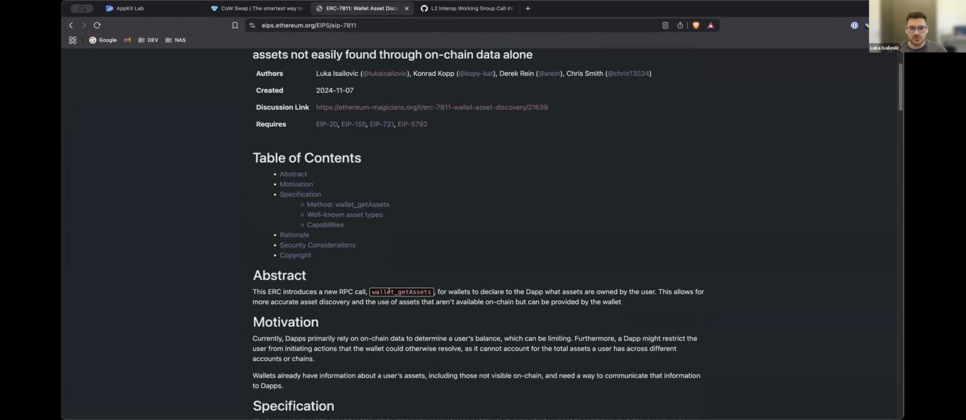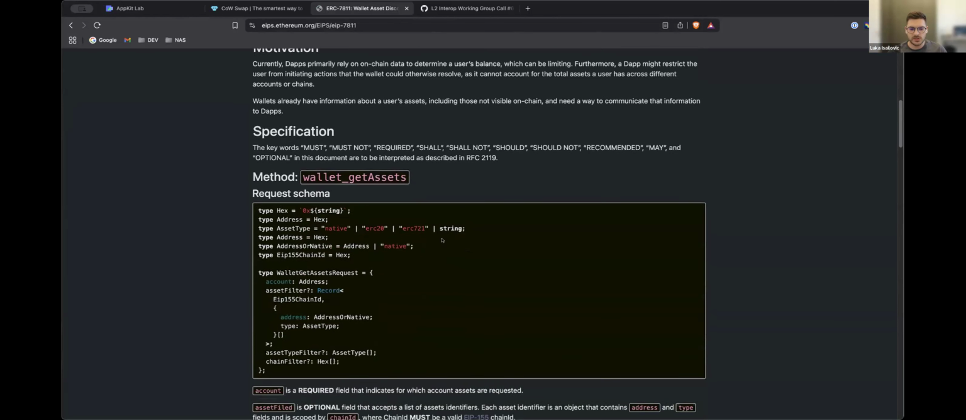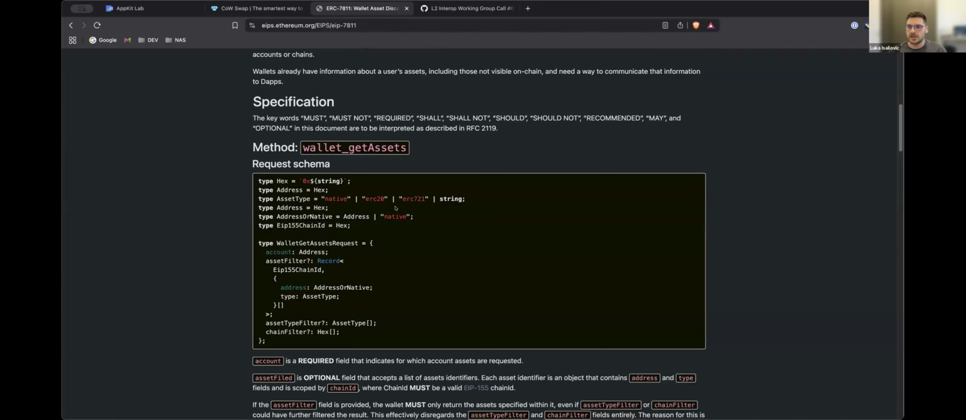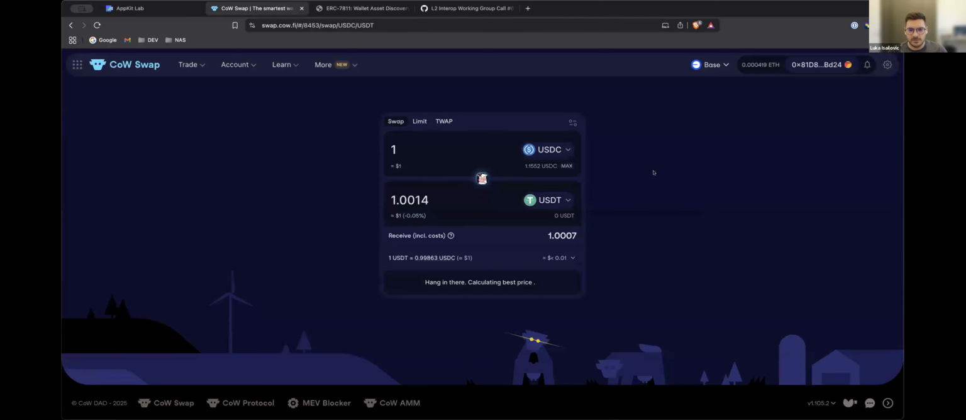So 7811 introduces wallet_getAssets, which is a simple RPC that gives wallets the ability to declare which assets are supported by the account, not necessarily which assets are in the account's on-chain state. Why is this important again? Short demo, this is not the demo, this is why it's important. I'm connected on CowSwap. I know we have folks from pretty much every DeFi project on the call, so no hard feelings. I chose this one.